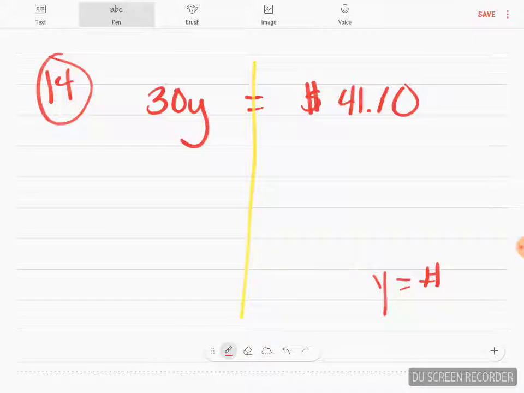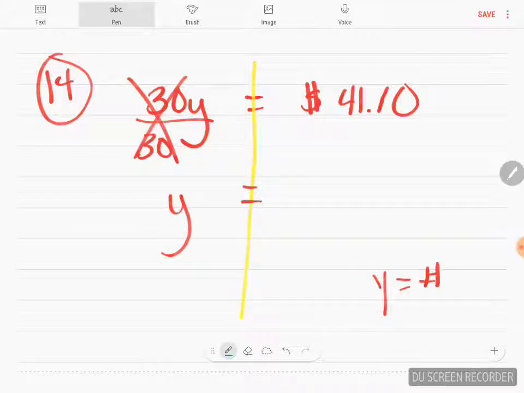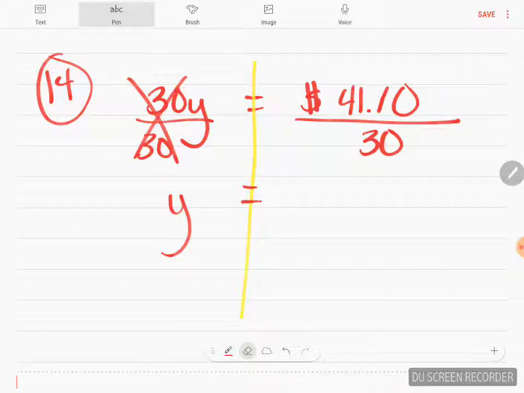In order to do that, we have to do the opposite of multiplication. The opposite of multiplication is division. So when I take 30 divided by 30, I get 1. It goes away. So I'm just left with y. I have an equal sign. Now, whatever I do to the left side, I must do to the right side. So since I divided by 30 on that side, I must divide by 30 on this side. I need a place to do my work, so I'm going to erase this.